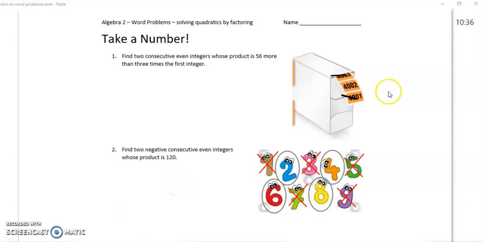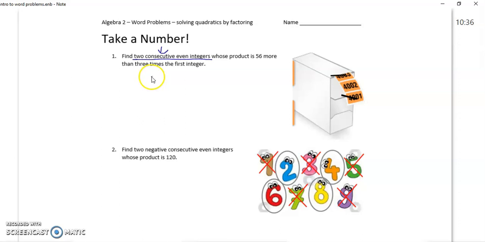Hey, we're going to try to attack some of these word problems. If you'll work with me on this, I'm just going to work off these examples: find two consecutive even integers. Well, consecutive means in a row. Even, of course, means 2, 4, 6, 8, that kind of thing. And two consecutive even integers.